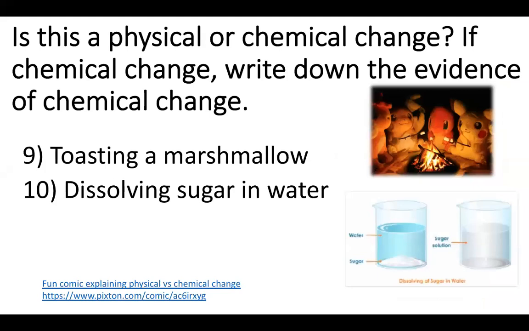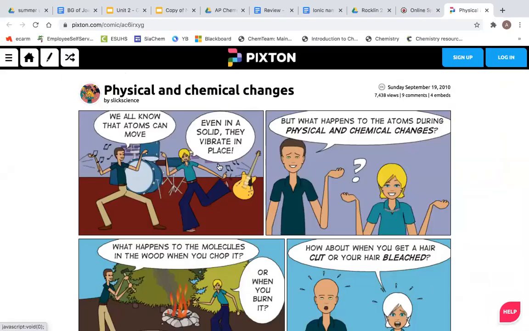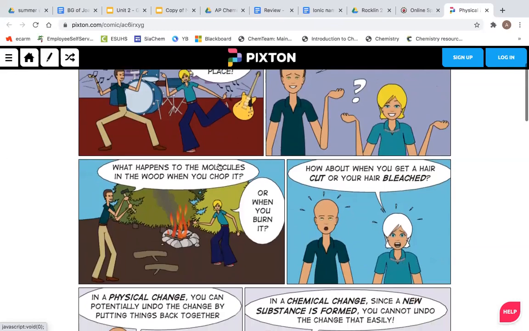I thought I had an answer key to this, maybe not. Another thing is you can click on this. This is just a fun comment explaining physical change versus chemical change. Let me actually share a new screen. So that would be physical change, chemical change. Again, I didn't make them. This is someone's funny comments about physical change and chemical change. So you can see here.